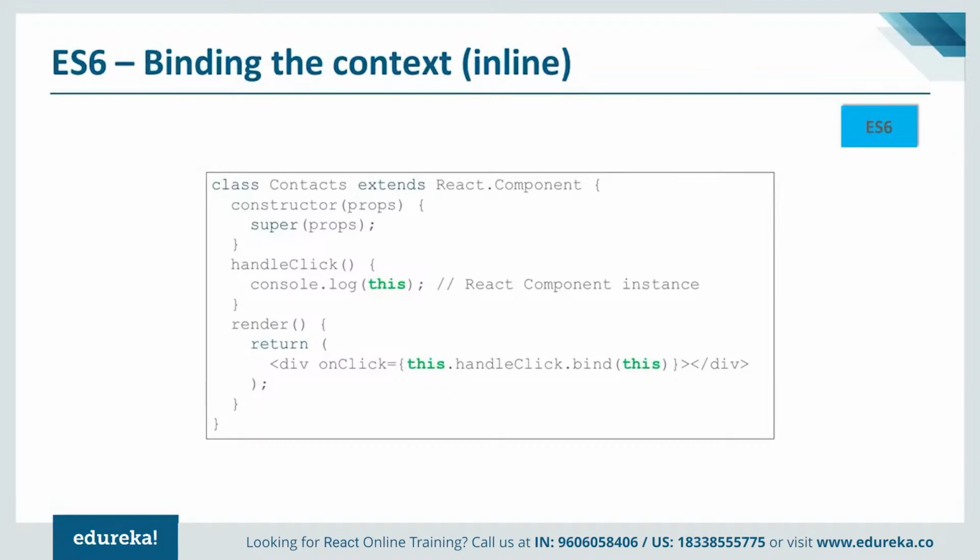So, binding the context in ES6. As you can see over here, I'm creating a class extending React.Component, having a constructor which is taking props. And there is a function called handleClick. So I'm using a bind function over here, this.handleClick.bind(this). This is one of the ways of binding the context in ES6.